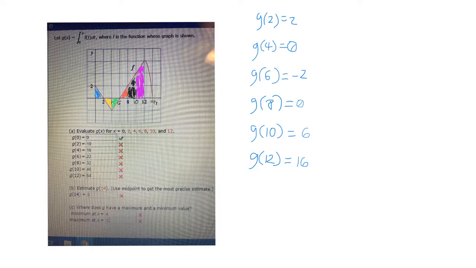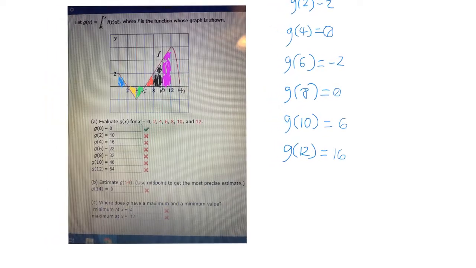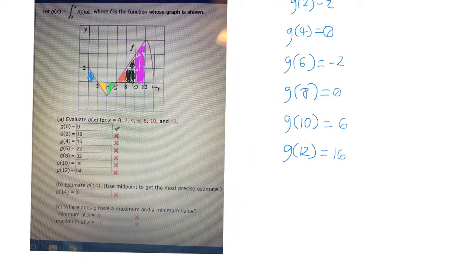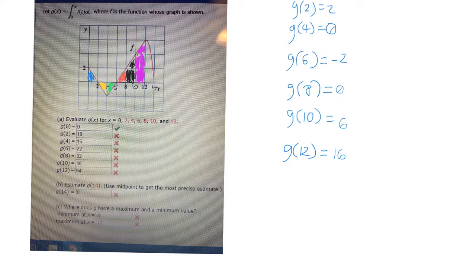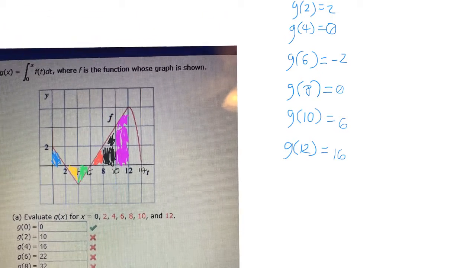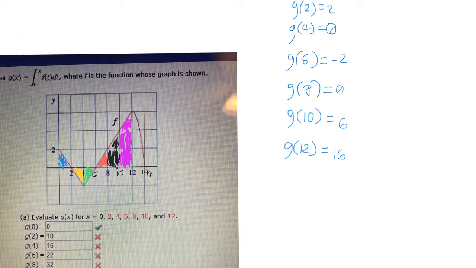Okay, so we're going to estimate g of 14. So when it comes to estimating g of 14, how do we continue to apply the same sort of strategy? We would end up figuring out, okay, well, what is this empty triangle here? But the teacher is purposefully presenting a graph that has a slight curve here.